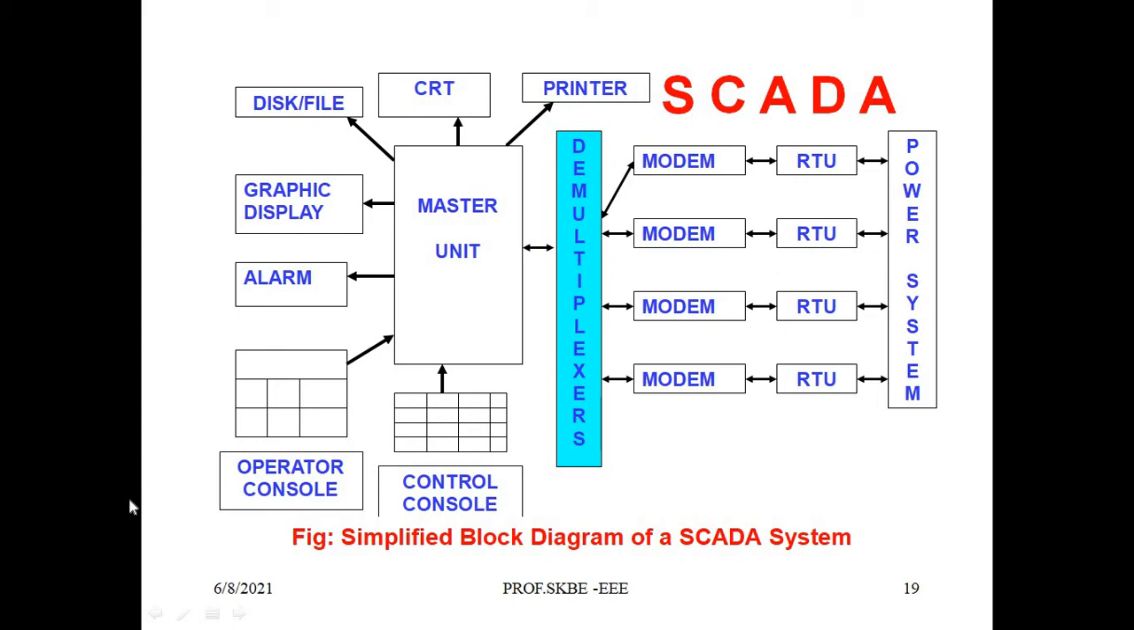And then the demultiplexer, single input to multiple outputs, then the modem and RTU, that means remote terminal unit, and then the power system. The power system is there in case of any failures of the system, to provide input to the control unit, the operator console and the control console, and the entire system will be operated from the master unit in the SCADA system.